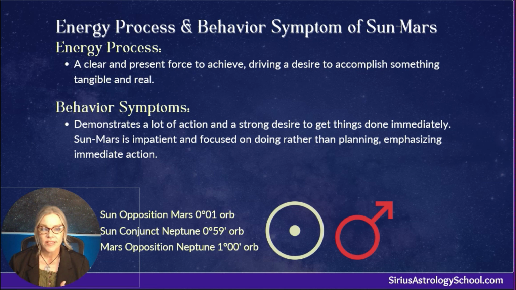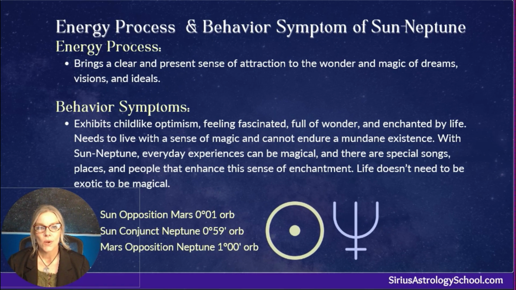The Sun Mars is really impatient. There is a focus on doing rather than planning, and this is really important for the Sun Mars person. So this is something that is inherent in Frida's chart, because remember, the Sun Mars opposition was only a 1-minute orb. The next one is the energy, processes, and behavior symptoms of Sun Neptune.